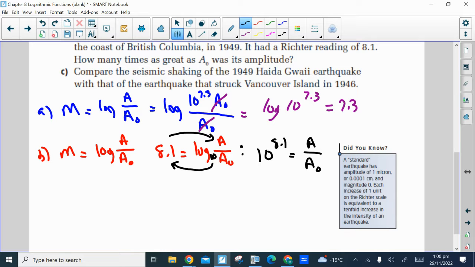And remember, we wanted to get A by itself. We want to know how many times as great as A sub 0 is, A the amplitude. So we would get A by itself by multiplying both sides by A sub 0. A, the amplitude, is 10 to the 8.1 times A sub 0.